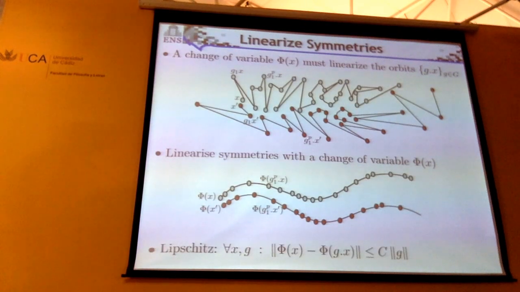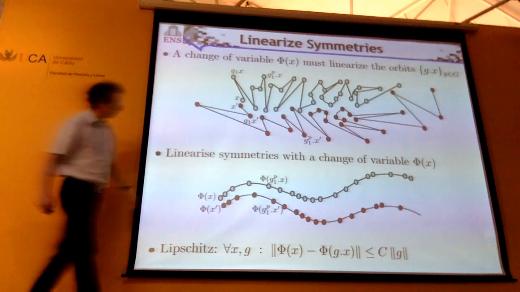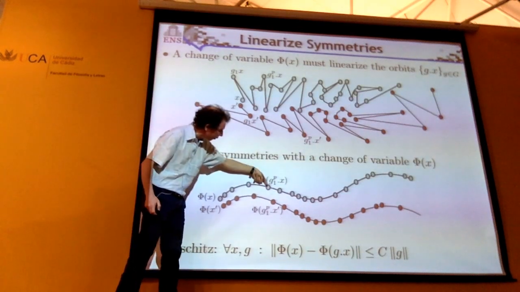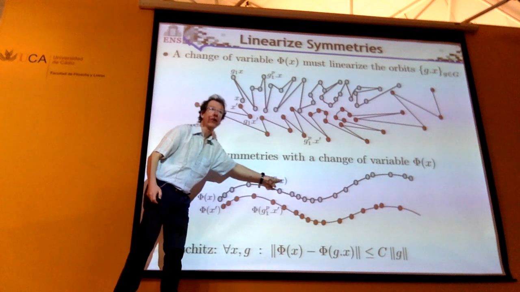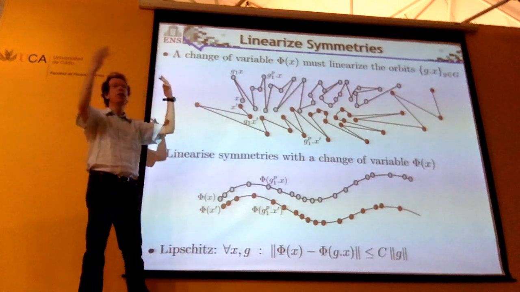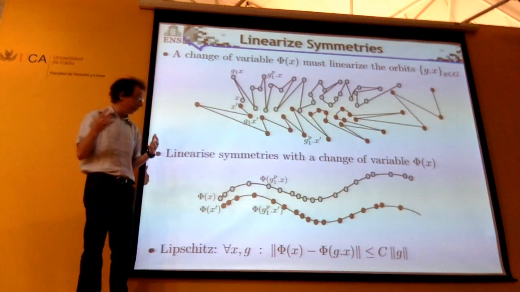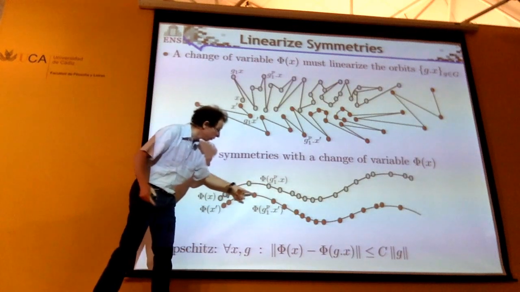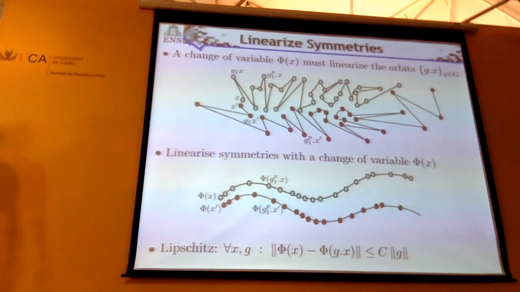levels. And the condition for that is that when you move from one point to the other with an operator within your level set, with an operator of your symmetry group, then you need that in the feature space, in the phi space, the movement is very regular. And this regularity is expressed here in the fact that if you move from phi of x to phi of x moved by g, then this distance should be of the order of the size of the movement, of the size of the operator G, which obviously has to be defined for each of the groups.